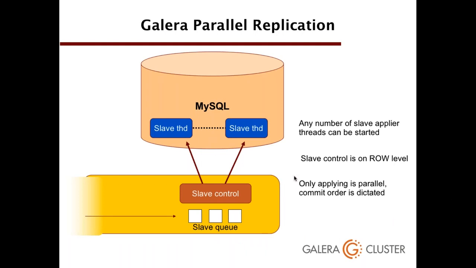We also have parallel replication for better performance. You can open up thousands of concurrent users and they can apply in parallel into the database. We can open up any number of slave appliers into the database. And this happens on the row level. It is parallel only in applying, but when it comes to the commit, the order is dictated. We make sure that your database remains consistent.